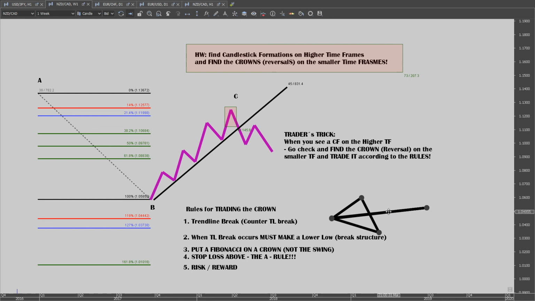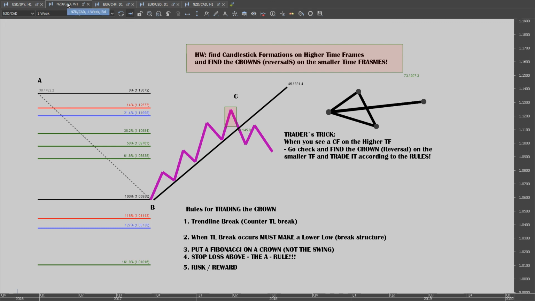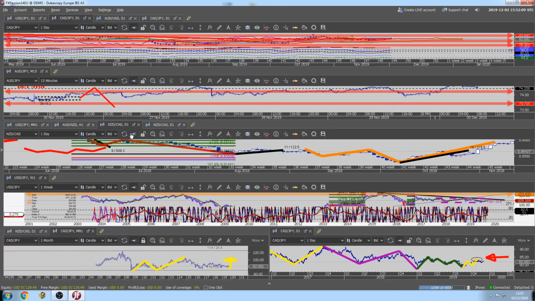Okay everybody, we are going to finish for today. Thank you for being with us. Remember the homework. If you want to train, find candlestick formations on higher time frames and find the crowns or crown reversals on the smaller time frames and send it to my email. Okay, so I can check upon you and say, oh, this is correct, this is not correct, you know.